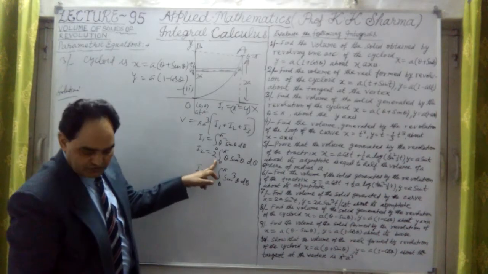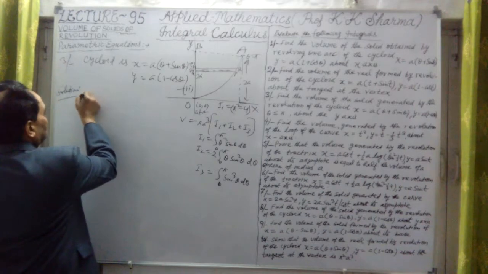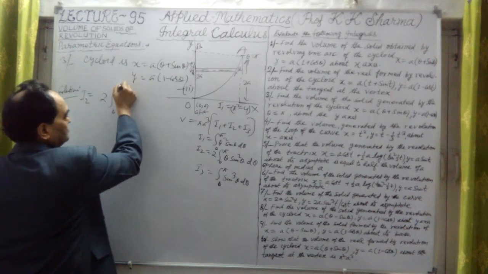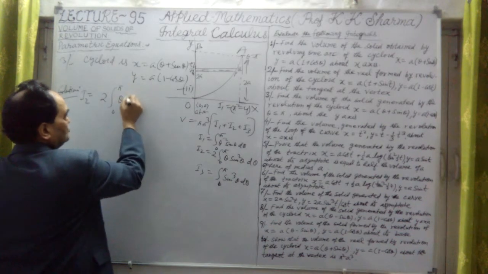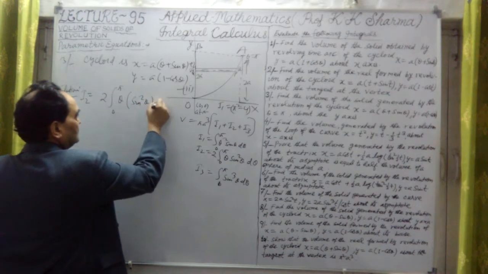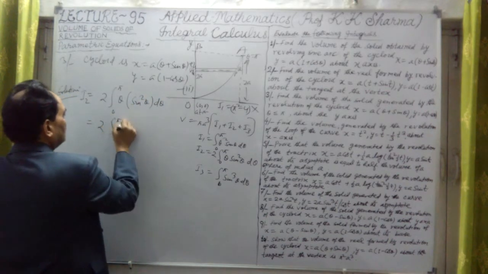I2 is this twice into theta into sin square theta. Now it is I2 now. I2 is equal to twice integral 0 to pi theta into sin square theta d theta. No problem. It is twice into 0 to pi into theta.